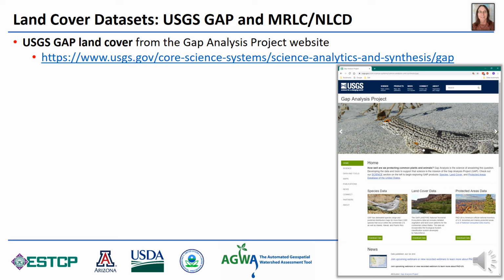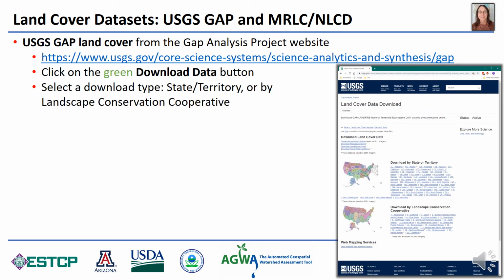Land cover data are available as USGS GAP data or MRLC NLCD data. To obtain GAP data, go to the USGS GAP Analysis Project website and click on the green Download Data button under the Land Cover section. On the next page, select a download type either by state or territory or by Landscape Conservation Cooperative. For the Mountain Fire, we select California. Save the zip file.